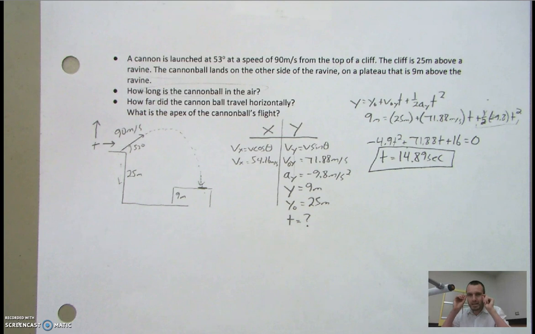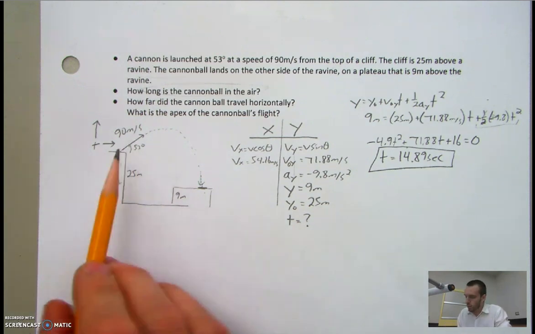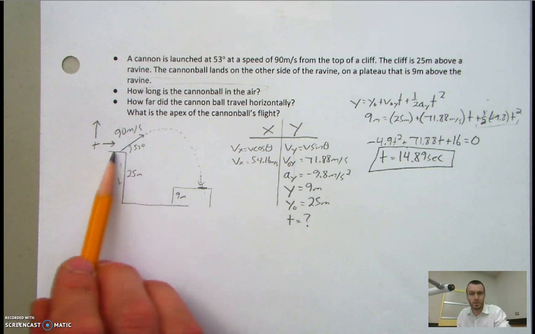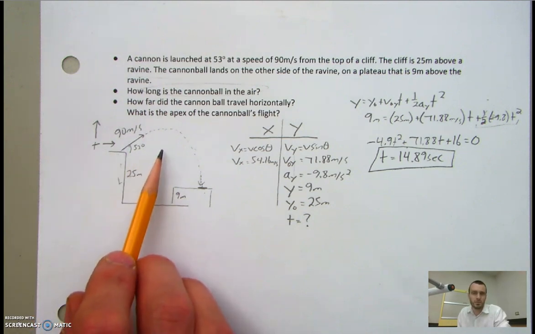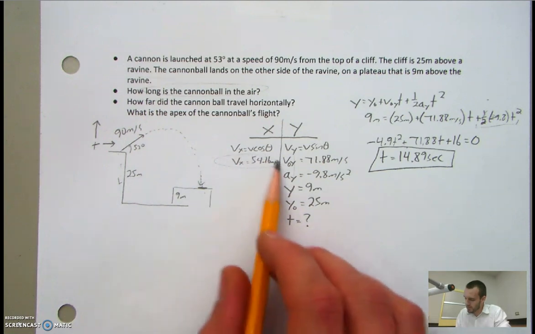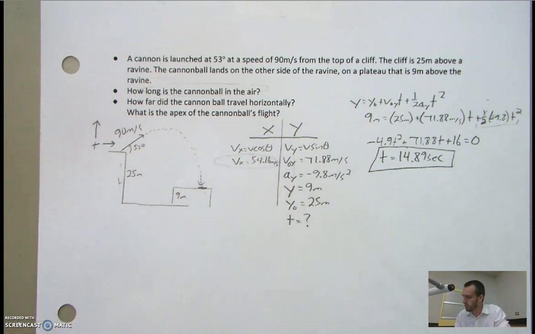Part 2, how far did the cannonball travel horizontally? Now, you have to keep the big ideas of projectiles in mind. What can we say about the horizontal velocity of a projectile? Since there are no horizontal forces, if we neglect air resistance, of course, there's no reason for the velocity to change at all as it flies through the air. So our horizontal velocity for a projectile stays the same the entire flight.